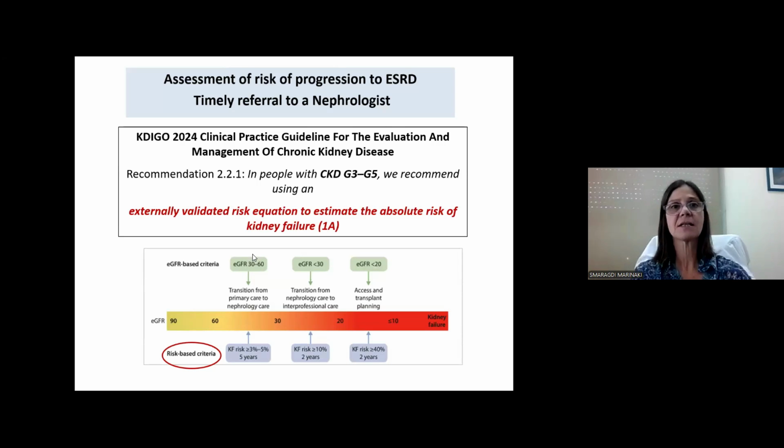In the very recently updated KDIGO guidelines of 2024, there is a strong recommendation, as you can see here, level 1A, that for people with CKD stages 3 to 5, we recommend using an externally validated risk equation to estimate the absolute risk of kidney failure. These risk scores provide individualized risk prediction, facilitate personalized patient-centered care, and also provide a useful tool for timely but also cost-effective referral to the nephrologist.